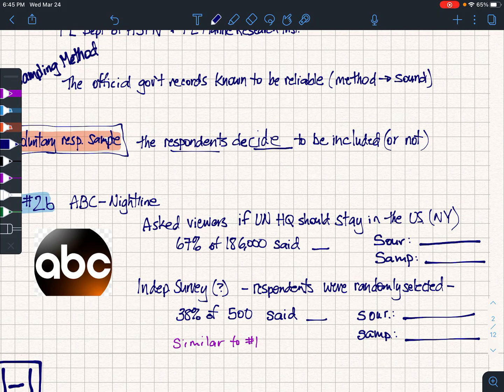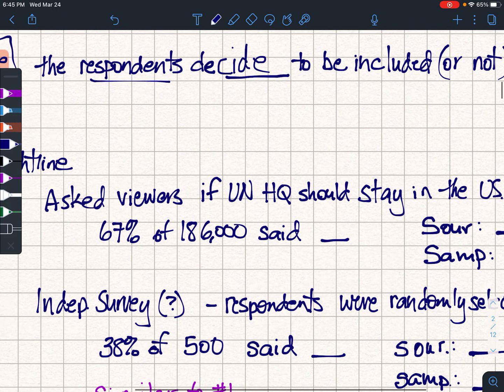But they asked viewers to call in or text in, should that building stay in the US? And 67% of their viewers, 186,000 that responded to them, 67% of that said no. You should take that building and move it elsewhere. Or if nothing else, just move the headquarters somewhere else. We'll keep the building, so to speak.